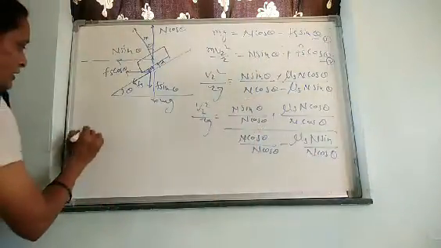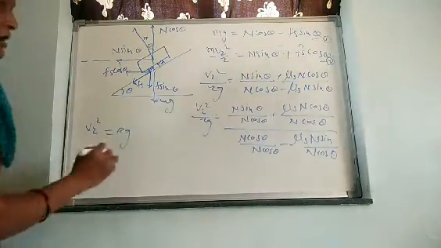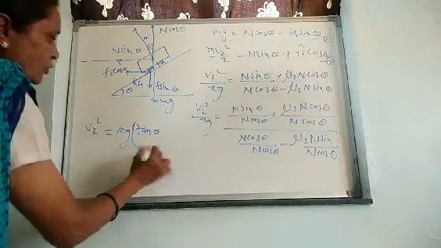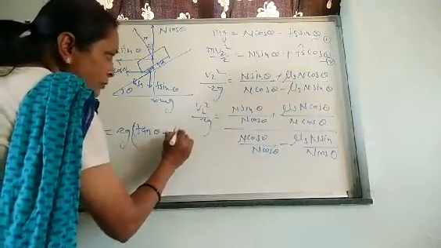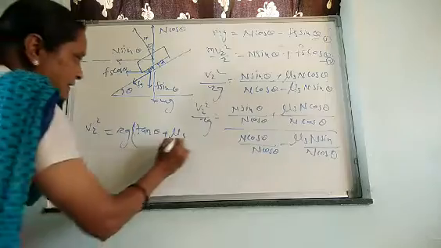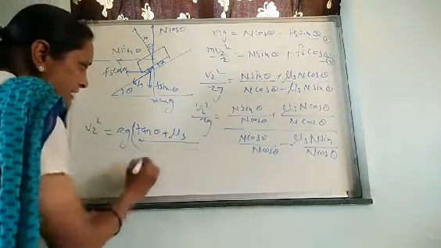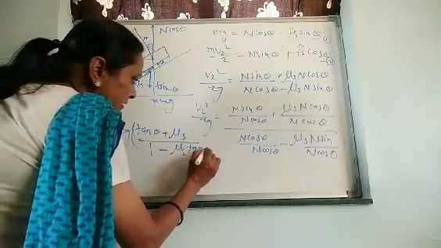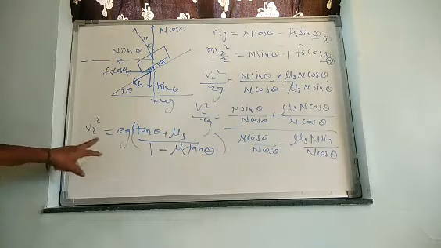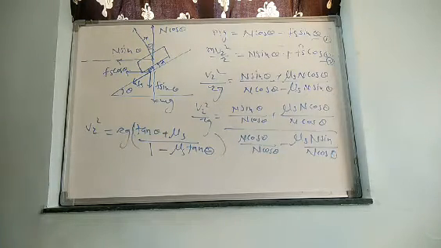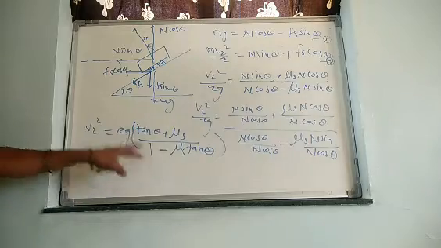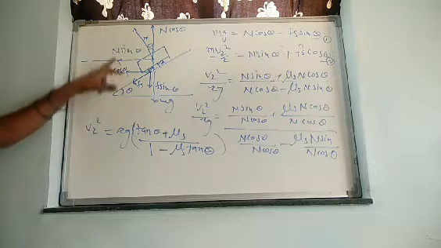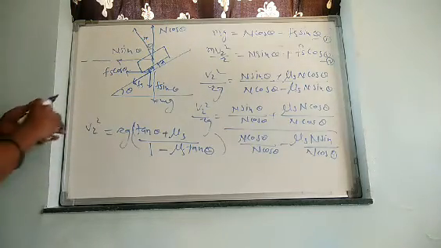Then in this equation you get V2 square is equal to Rg into tan theta, sin theta upon cos theta, that will be equal to tan theta plus mu s, n cos theta gets cancelled, divided by, here also this gets cancelled, that means 1 minus mu s tan theta. Here V2 square is equal to Rg into tan theta plus mu s upon 1 minus mu s tan theta. Now, you understood this equation.